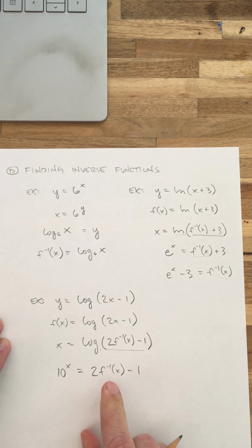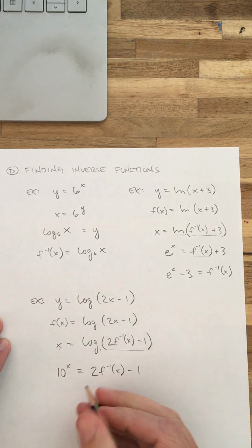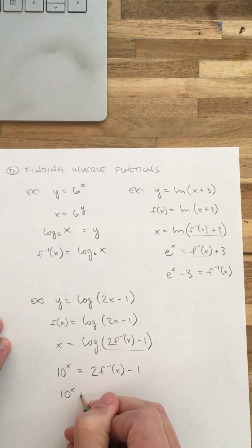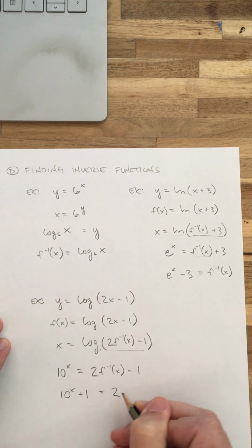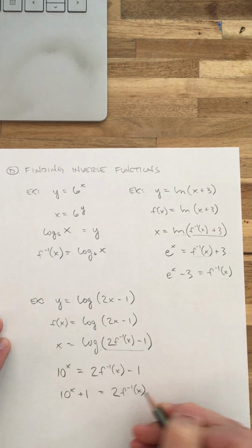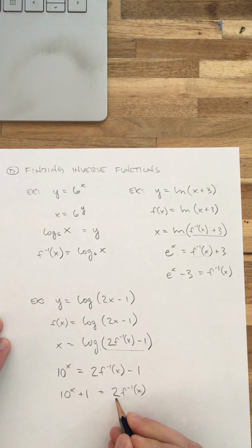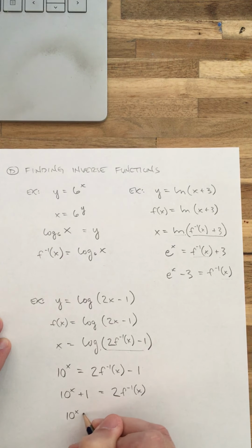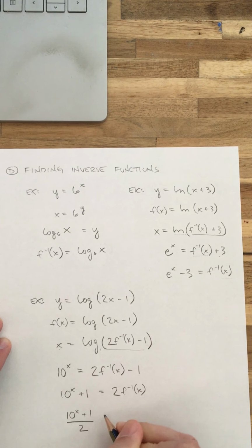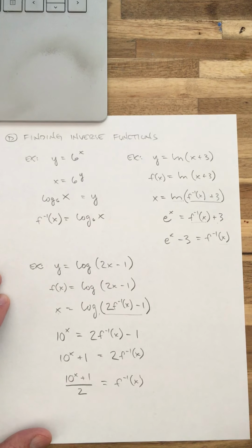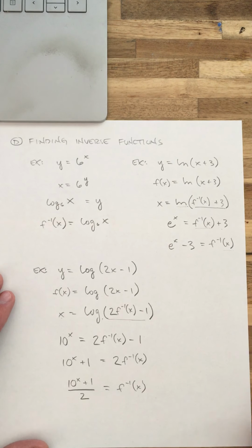Now, let's solve step by step for that guy. So add 1 to the other side. So 10 to the power of x plus 1 equals 2 times the inverse function of x. And now to get that by itself, we have to divide by 2 to the other side. So the inverse of x is 10 to the power of x, plus 1, divided by 2, okay? All right, so there's that.